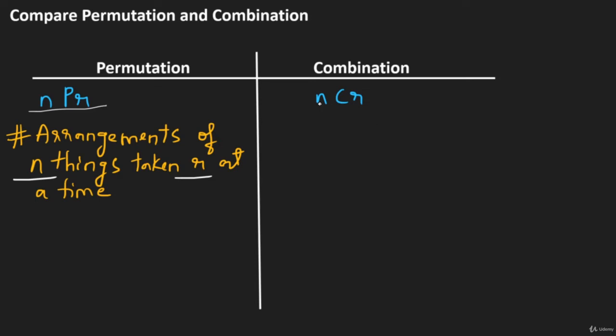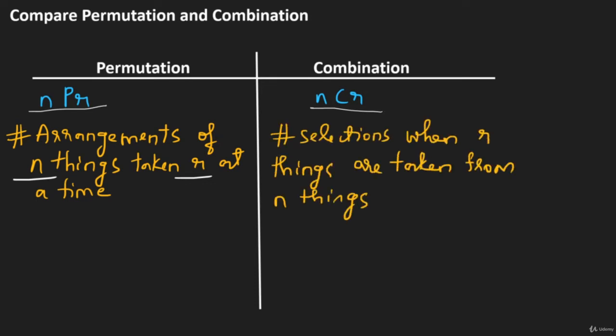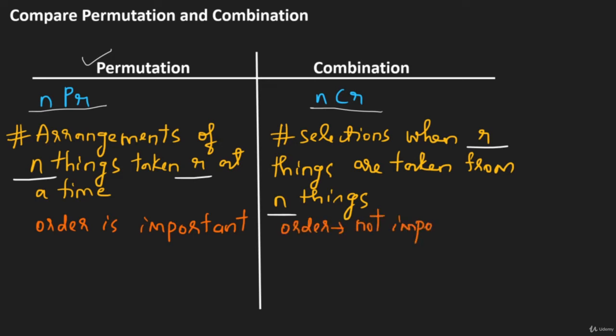Alright, what does NCR stand for? It's the number of selections when R things are taken from n things, right? And what's the example that we have seen? We have seen the case where we had to select two teams from three teams so that we organize games between them. Alright, now when do we use permutation? It's used in cases where order is important, right? If we have to count anything where the order is important, we use the tool called permutation. Similarly, when order is not important, we use combination.